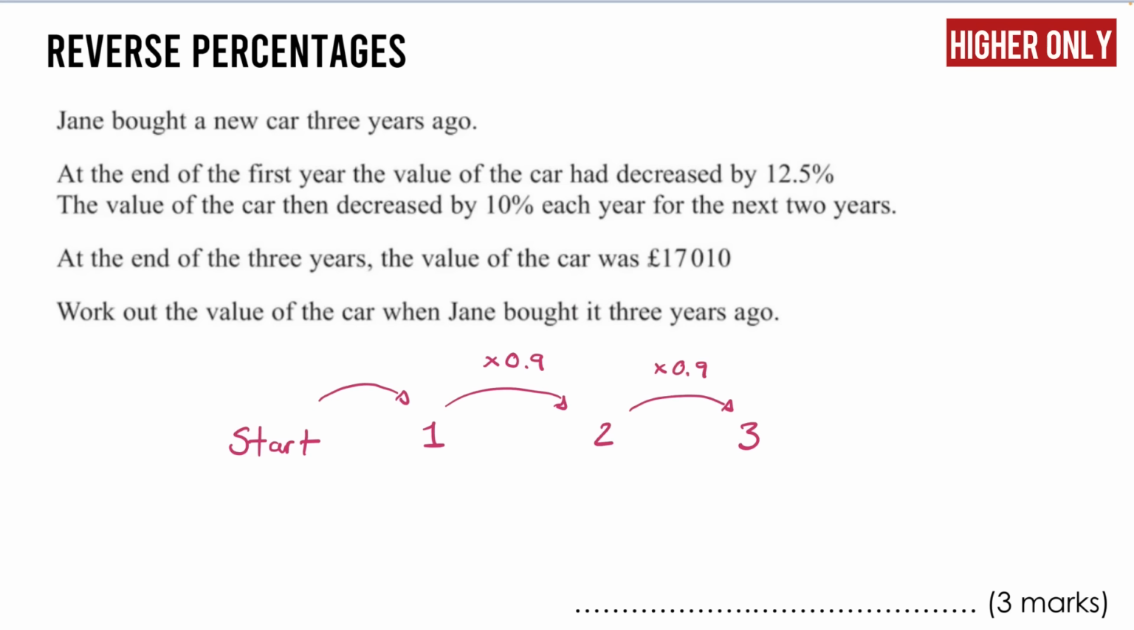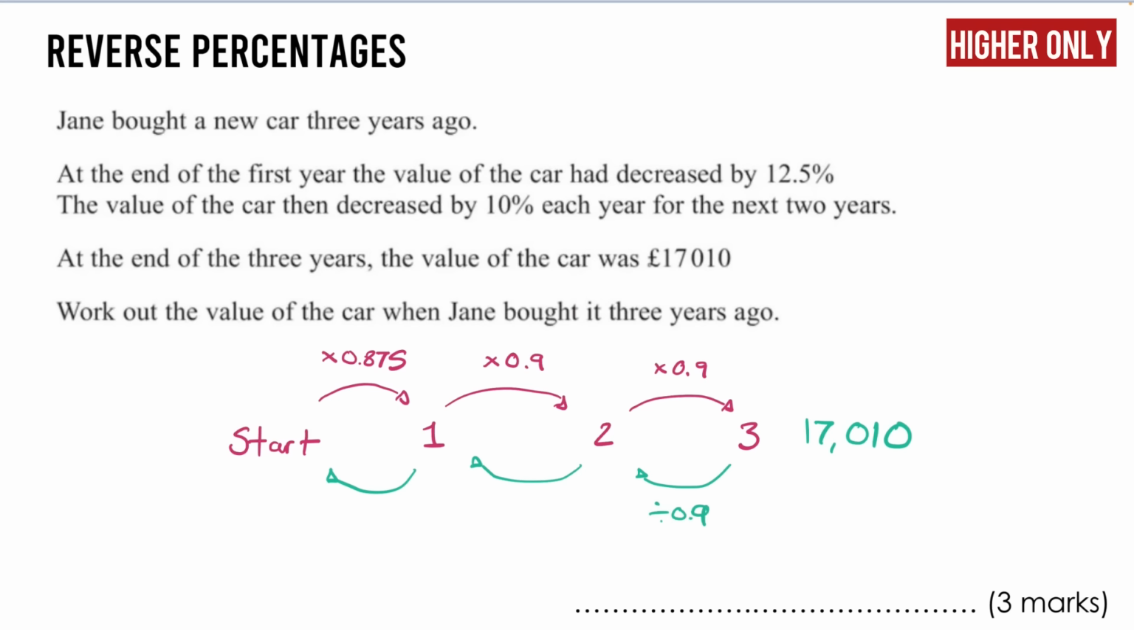The other one we'd probably want to use our calculator for, 100 take away 12.5 is 87.5%. So that is being multiplied by 0.875. So that's what we would do to reduce by 12.5% and then further reduce by 10%. We could write the 0.9 as 0.9 squared, as it's going down by the same amount for those 2 years. Now essentially at the end of the 3 years, it's worth £17,010.